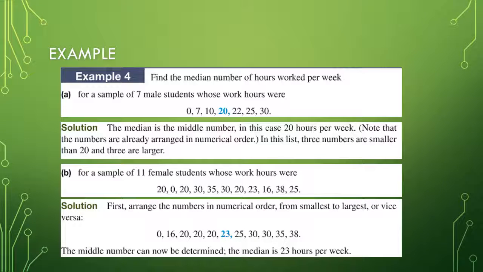First you had to arrange B, and then you had to find the middle. And you can see here how they were arranged. The middle is 23, so the median for this particular problem is 23 hours.